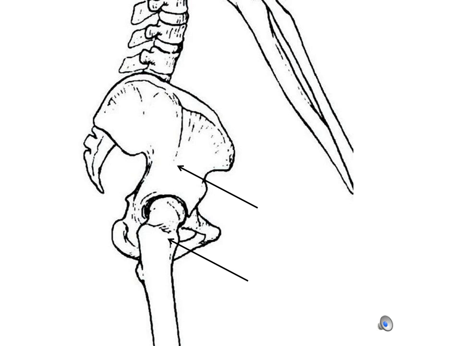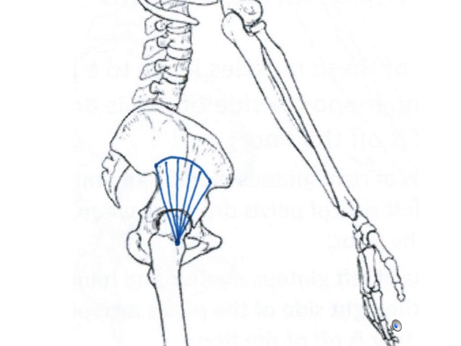Pause the lecture to draw in the attachments and the muscle belly of gluteus minimus. How does your drawing compare?